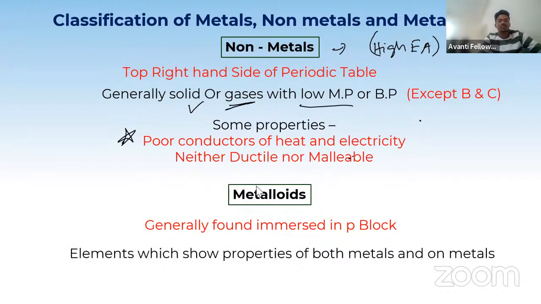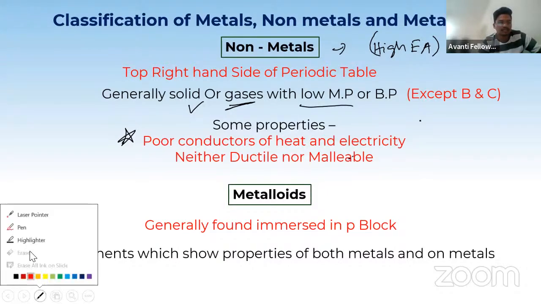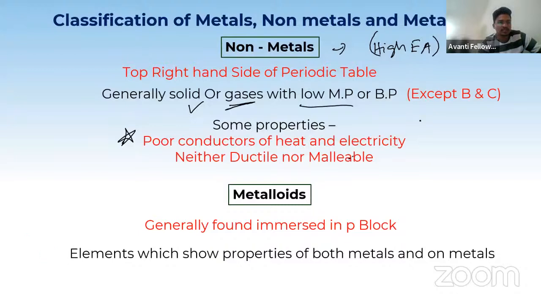Next one, I told you how to recognize the metalloids. So what are metalloids? Metalloids are amphoteric in nature, which means they can react with both acids and bases. What are the metalloids? Silicon, germanium, arsenic, antimony, and tellurium. These all are the metalloids.